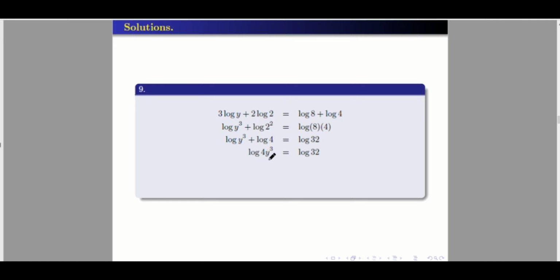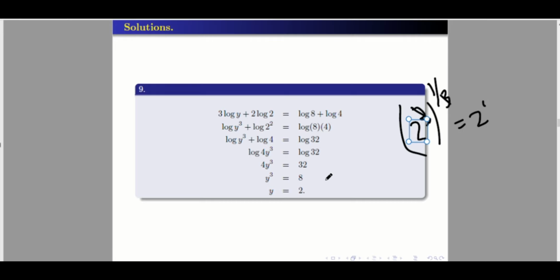And then by the one-to-one property for logarithm, 4y cubed is equal to 32. We can divide both sides by 4. 32 divided by 4 is 8. Taking the cube root, y is equal to 2. Take note, 8 is equal to 2 cubed. So if we take the cube root, that is, we take the 1 over 3 power, we can cancel out 3. So we have now 2 raised to 1. So the answer is 2. y is equal to 2.